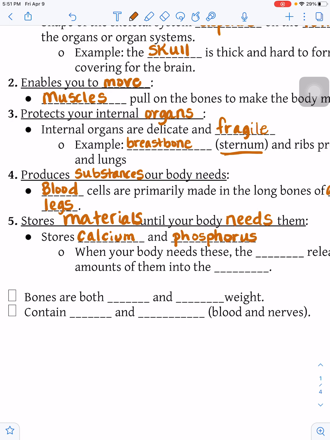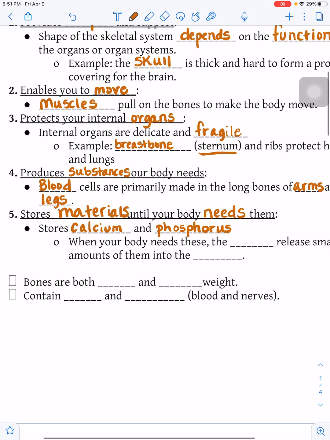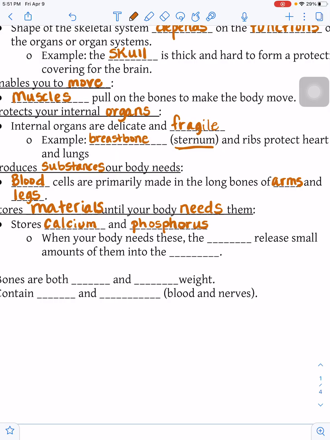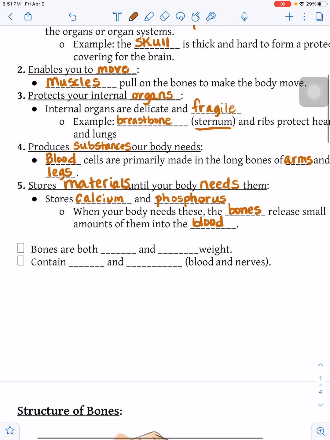I know you've heard of calcium, and you understand that has to do with bones and healthy bones, but also phosphorus. And so when your body needs these, the bones release small amounts of them. So let's write in: the bones release small amounts of them into the blood. By now, you're getting the understanding that the blood carries things where they need to go. So that's how the calcium and phosphorus get to where they need to go. The bones release them, and the blood takes them where they need to go.